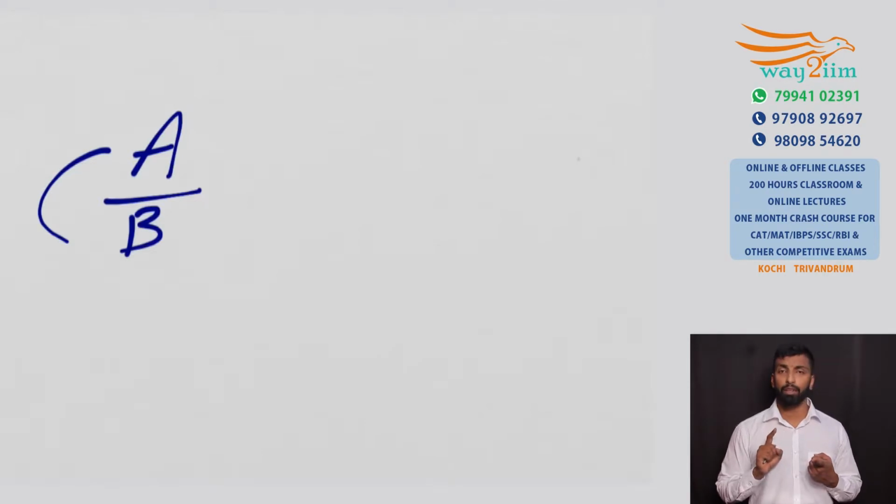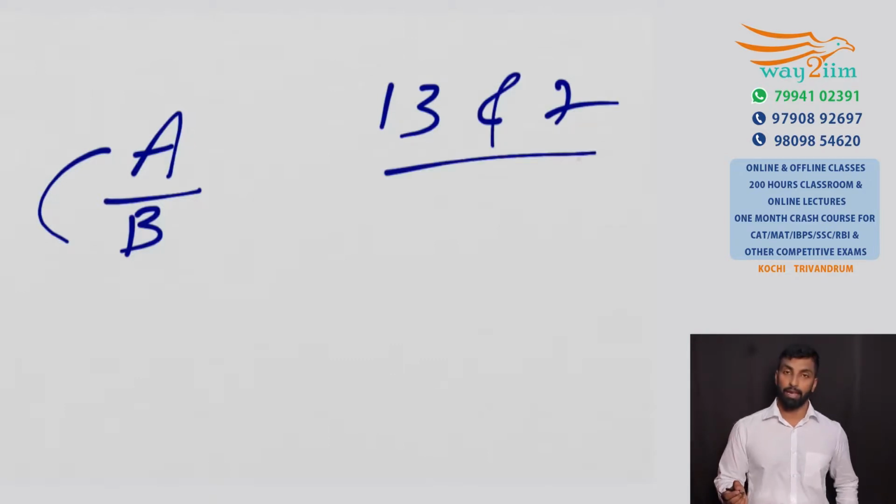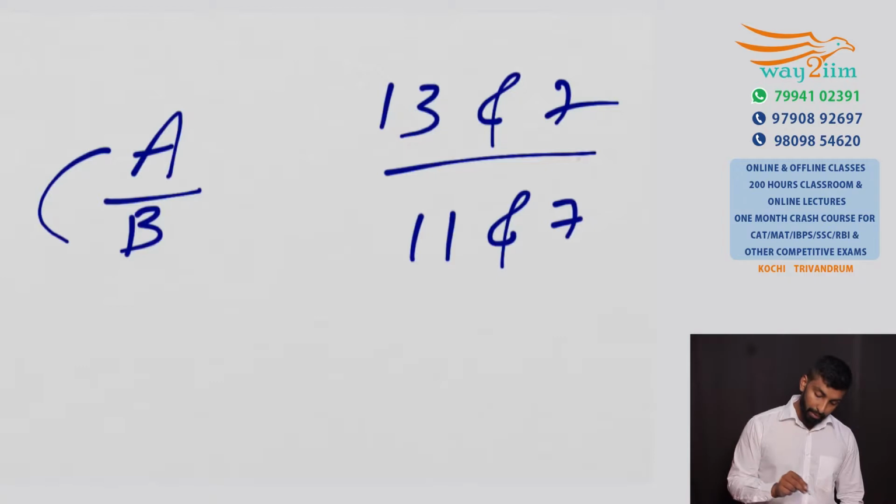If you take two consecutive numbers, they will be coprime. Two consecutive odd numbers will be coprime. One odd and one even number that are consecutive will also be coprime. If you take two prime numbers, they will be coprime. Let's take 13 and 7. These two are coprime numbers, right? There is no common factor except 1. 11 and 7 are coprime, no common factor except 1, right? So this is what I mean by coprime numbers.